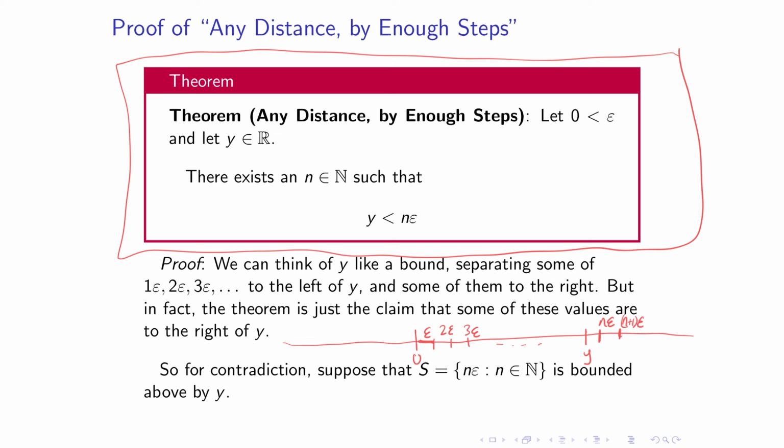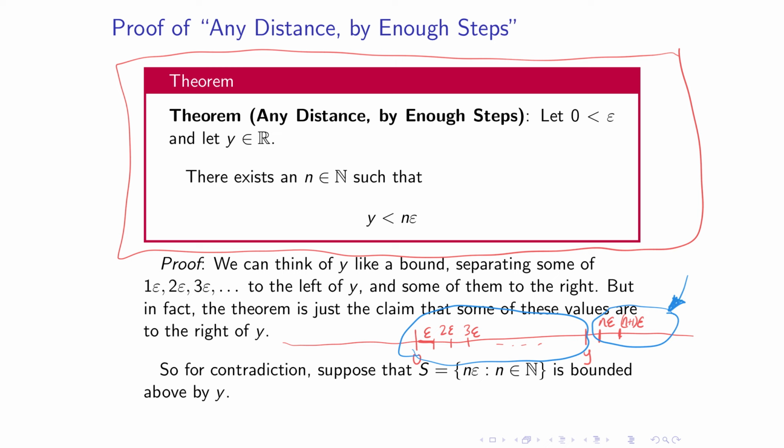In a sense, what the geometry suggests is that y is like a separator between the set of all n epsilon on the left and some other n epsilons on the right. But in fact, all we want to do is demonstrate that this set over here is non-empty.